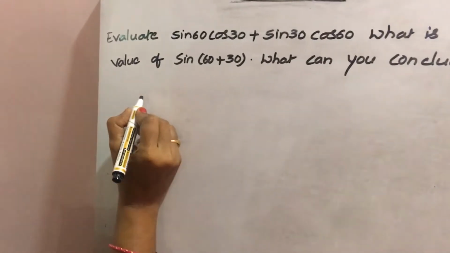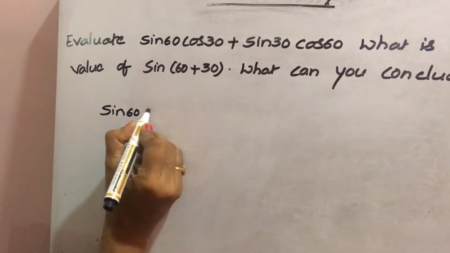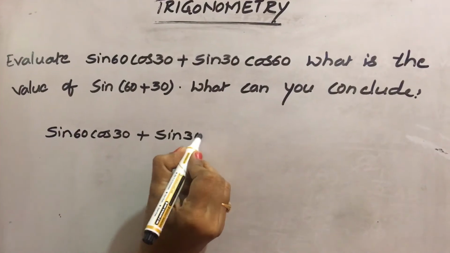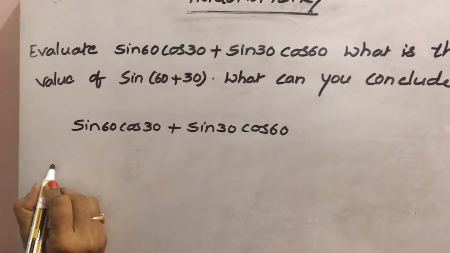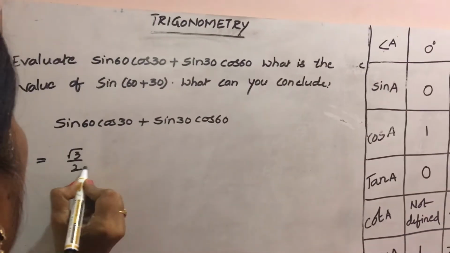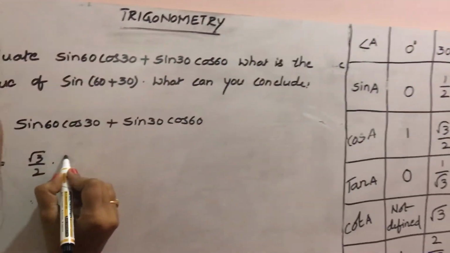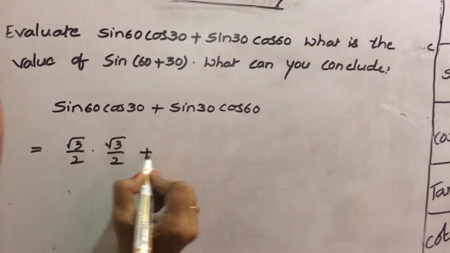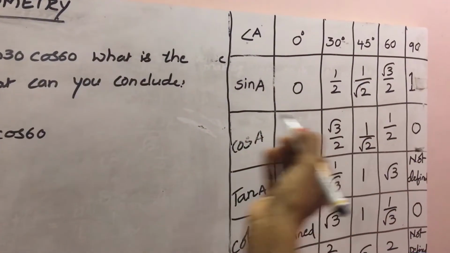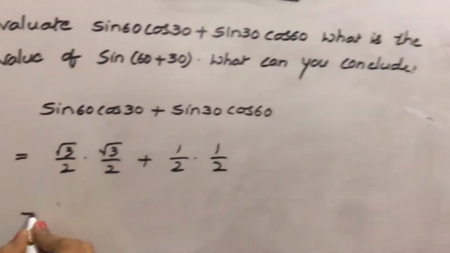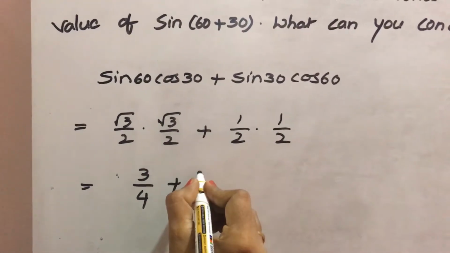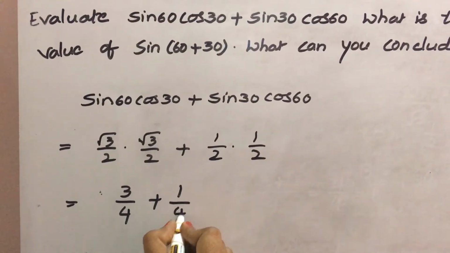Now, we will find out the value of sin 60 into cos 30 plus sin 30 into cos 60, which is equal to sin 60 value is root 3 by 2 into cos 30 value is also root 3 by 2, plus sin 30 is, we know, 1 by 2, cos 60 is also 1 by 2, which is equal to root 3 into root 3 is 3, 2 into 2 is 4, plus 1 into 1 is 1, by 2 into 2 is also 4.